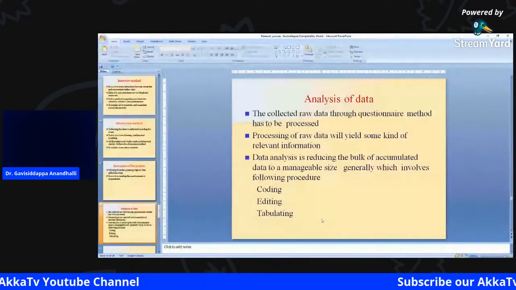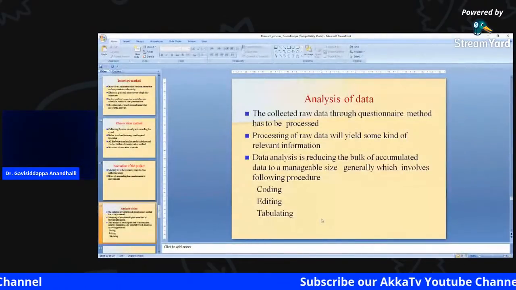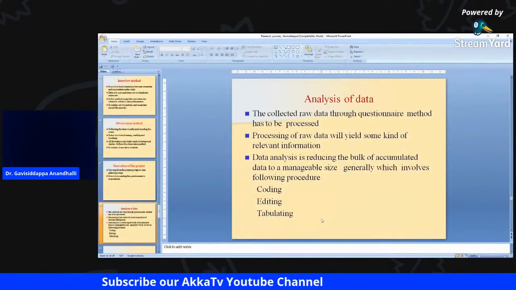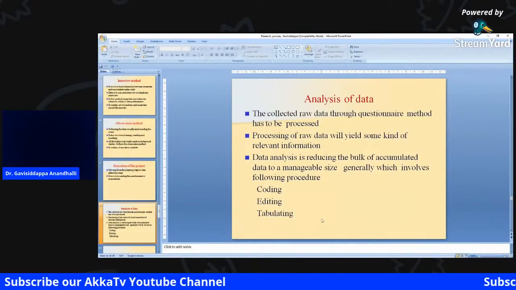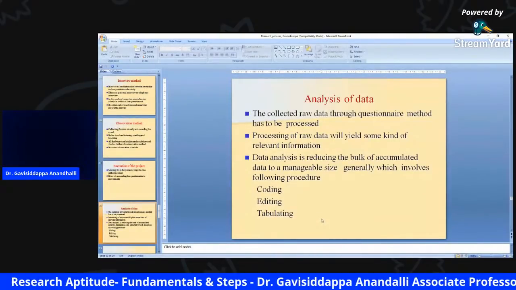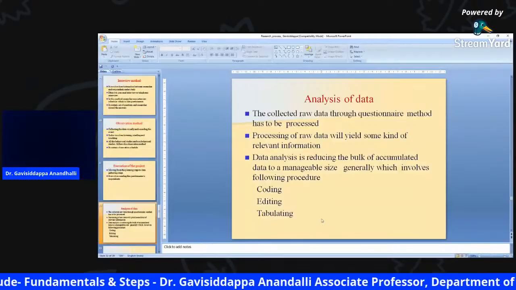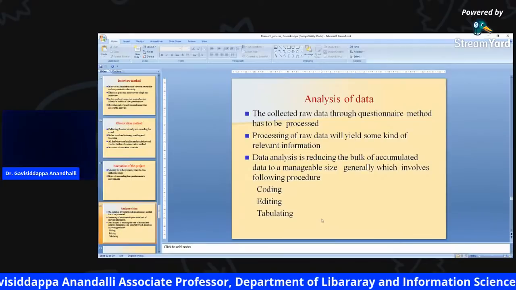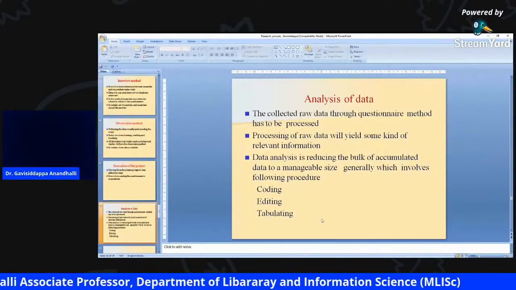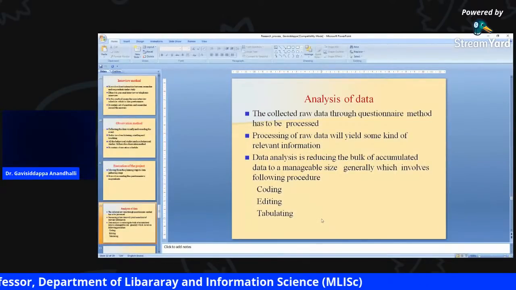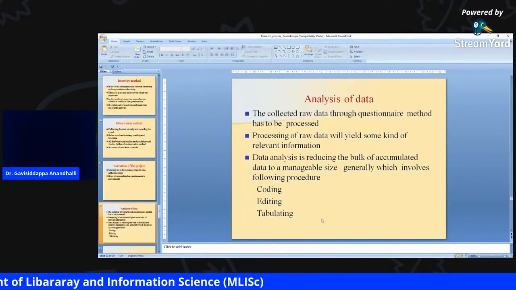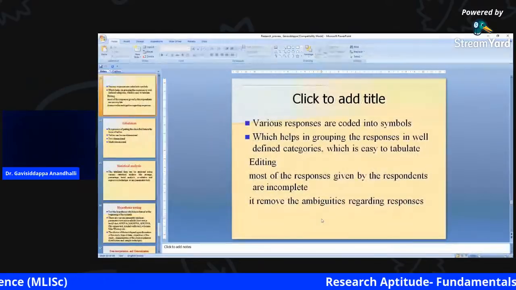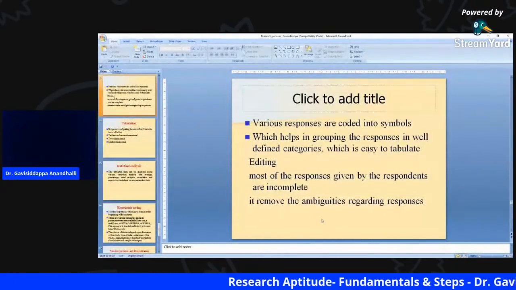Sometimes you edit it, because in most cases the data that comes in is irrelevant. For example, for yes or no, they have ticked both places, or left it blank, or ticked no where it should be yes. You may have asked male or female, and sometimes a male has ticked female, or a female has ticked male. So it contains so much ambiguity in the questions that has to be edited properly, and later you can convert it into table form so that you can easily understand the background of the data.